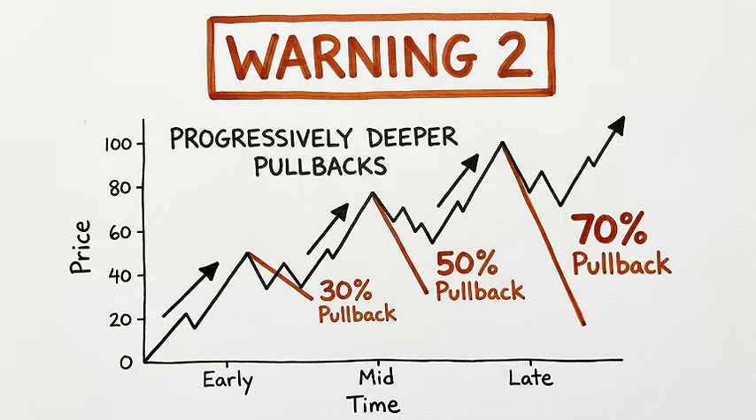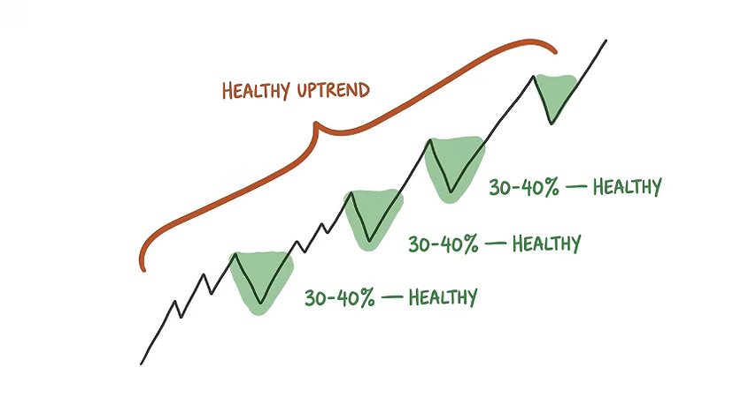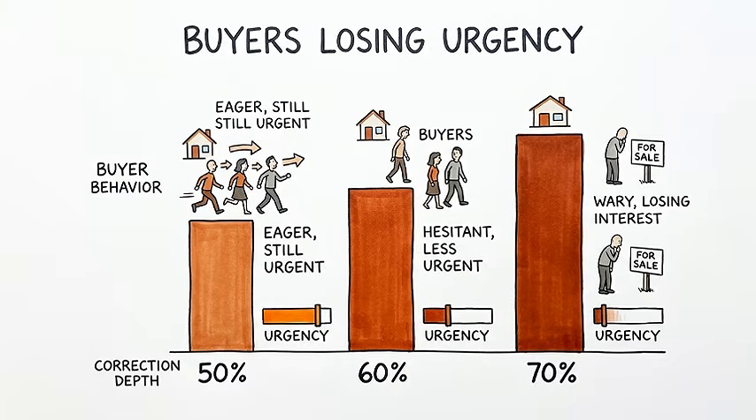Warning sign 2. Deeper corrections. In a healthy uptrend, pullbacks are typically shallow, 30 to 40% of the previous impulse. The buyers are so eager that they step in quickly and don't let price retrace very far. But when corrections start getting deeper, 50%, then 60%, then 70% retracements, the buyers are losing urgency. They are waiting for lower prices before entering. The sellers are becoming more aggressive. Control is gradually shifting from buyers to sellers before any structural break has occurred.